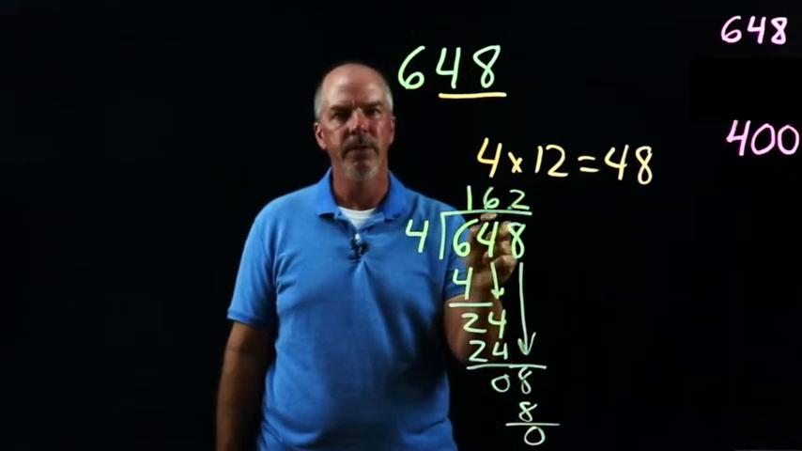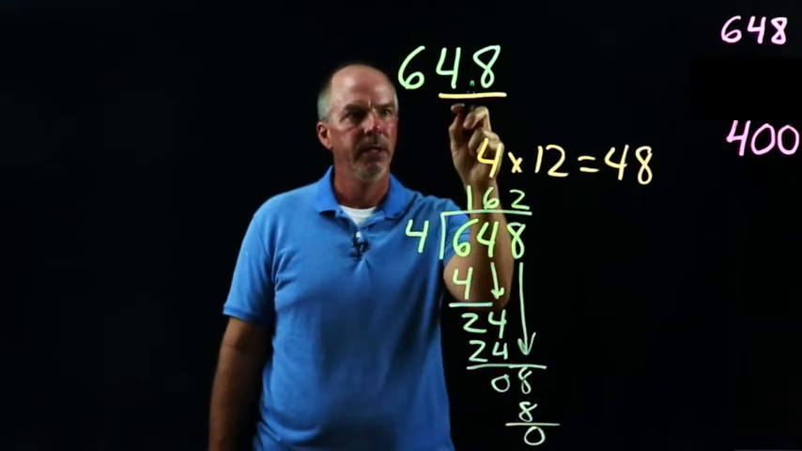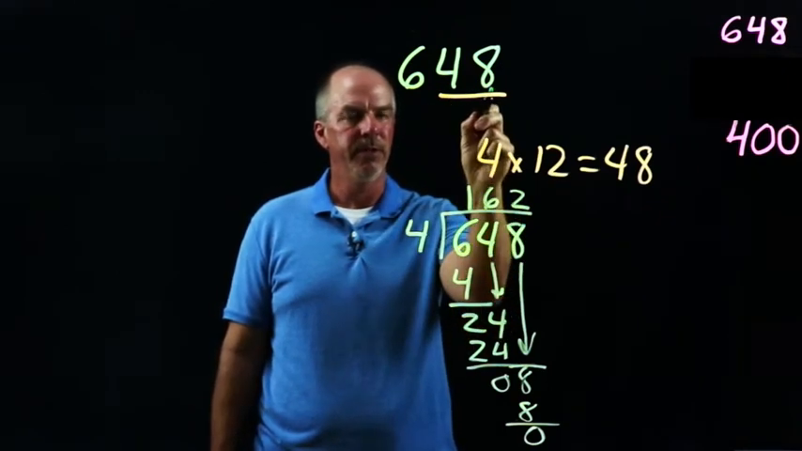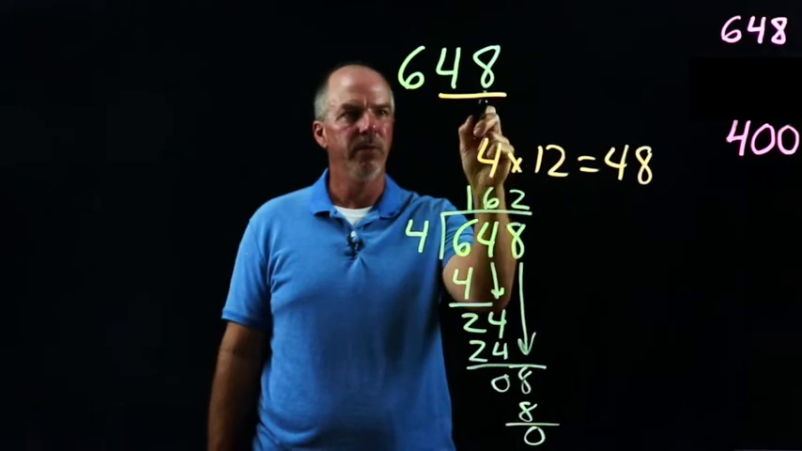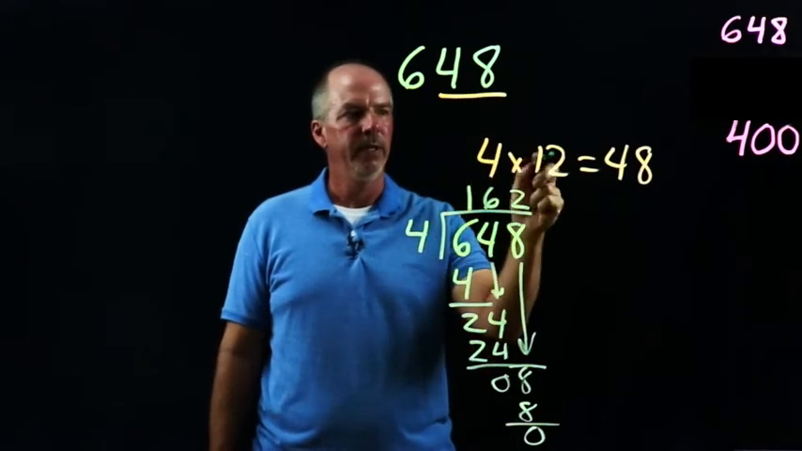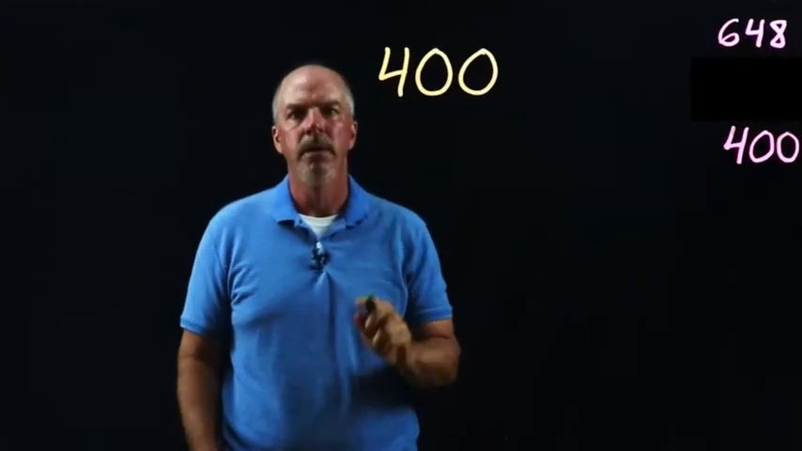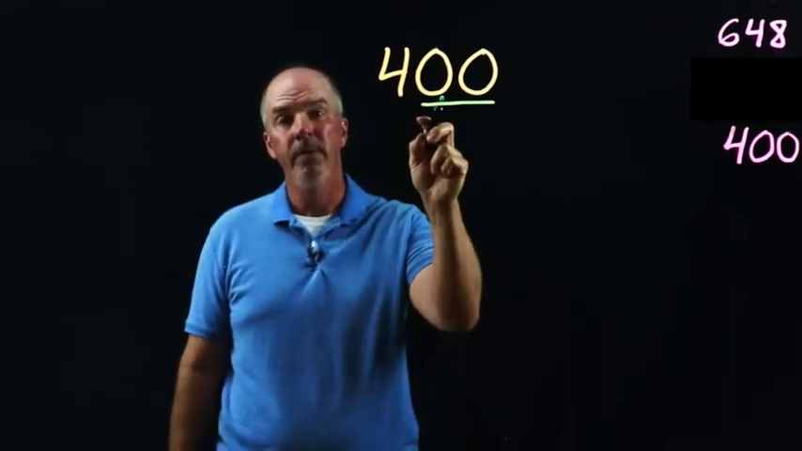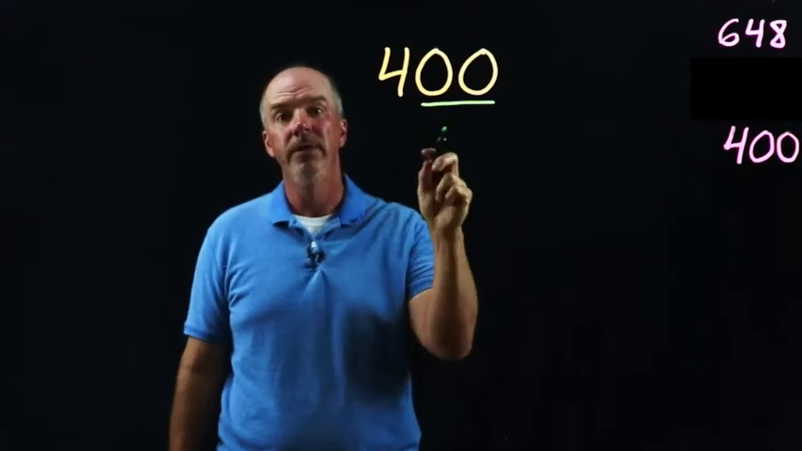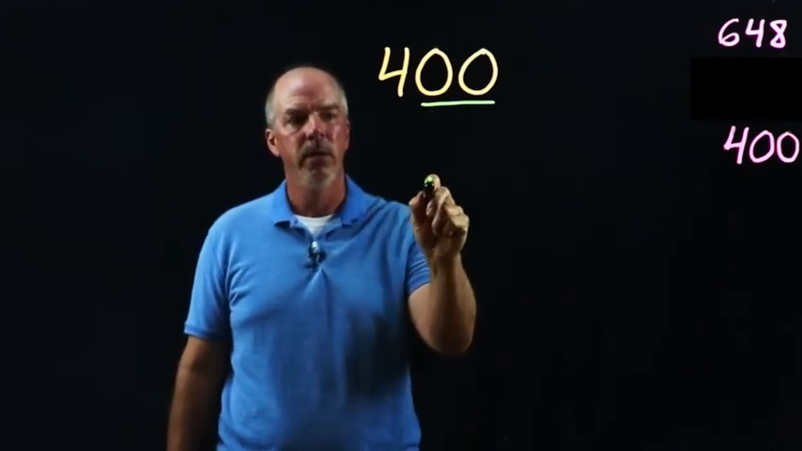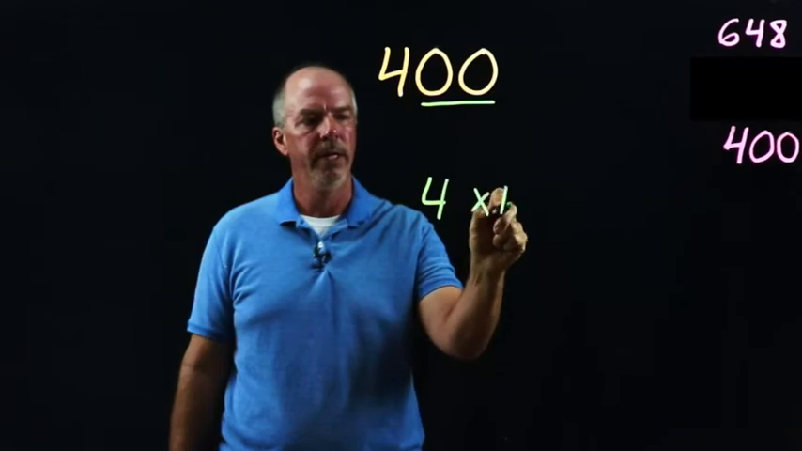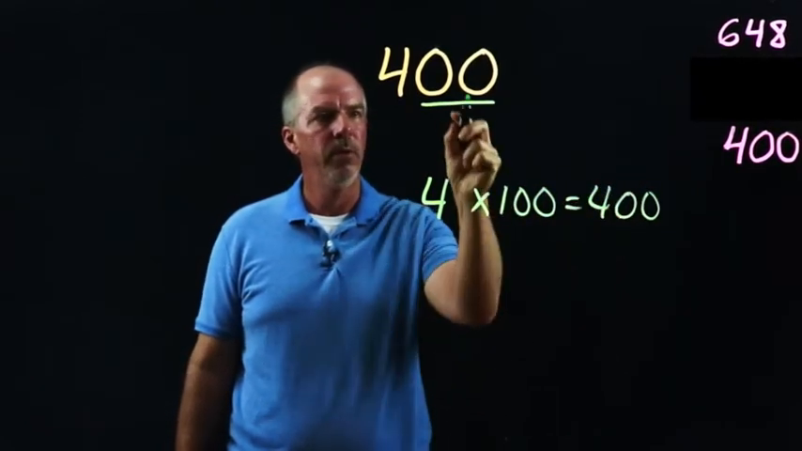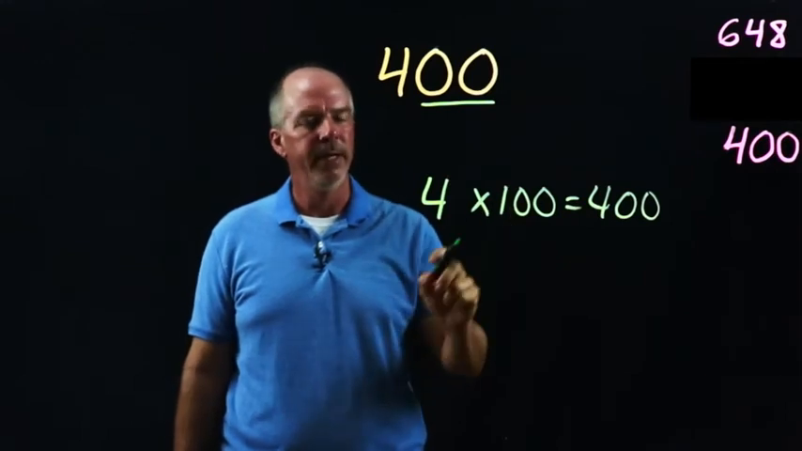And as you can see with this worked out, 4 does go into 648 162 times. And we knew that because we took the last 2 digits and we knew that 4 would go into 48 12 times. The number 400, it ends with 0, 0. So if we know our rule, we know that if a number ends with 0, 0, 4 is divisible. And we should know that 4 times 100 equals 400. So 4 will go into 400 evenly 100 times.